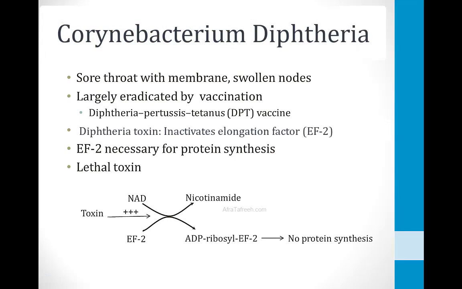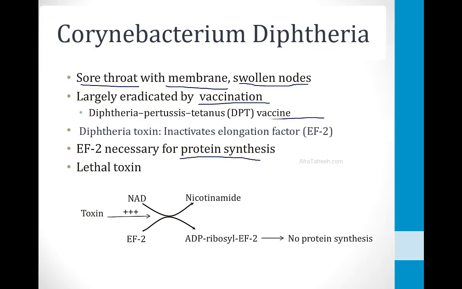So let's talk about diphtheria toxin in a little more detail. So recall that Corynebacterium diphtheria causes a sore throat with a membrane in the back of the pharynx and swollen lymph nodes, and you almost never see diphtheria infection anymore because it's been largely eradicated by vaccination. There's something called the DPT vaccine that children receive, which protects them from diphtheria infection. Diphtheria toxin works by ADP ribosylation, and it ADP ribosylates something called elongation factor 2, and EF2 is necessary for protein synthesis inside cells.